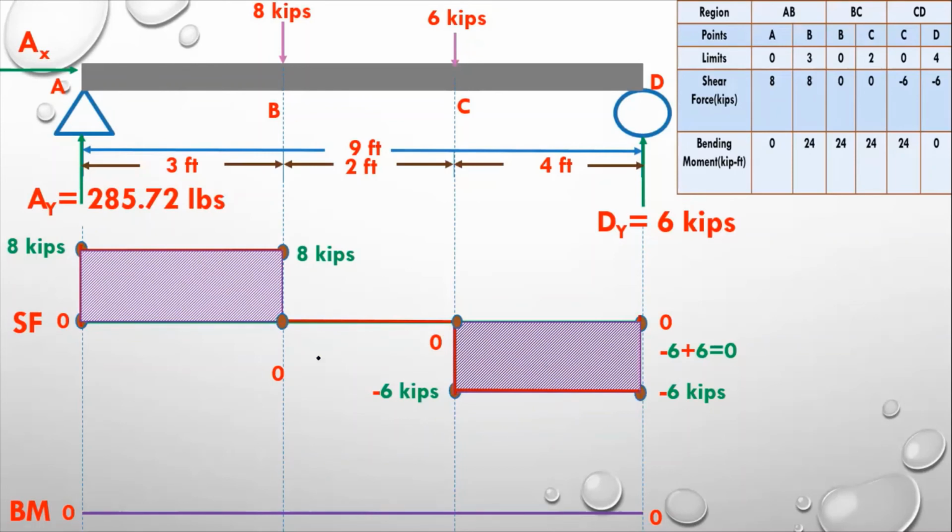Now I'm moving towards the bending moment diagram. So the first value should be 0. So I will take 0 here, and mark it as point 0. Then I have a 24 value at point B. So I will take it at B, 24 kip-feet, and then again 24 at B. So it will remain the same. Then there is again 24 at point C. So it will be 24 kip-feet. It will remain the same, and then it becomes 0 again.